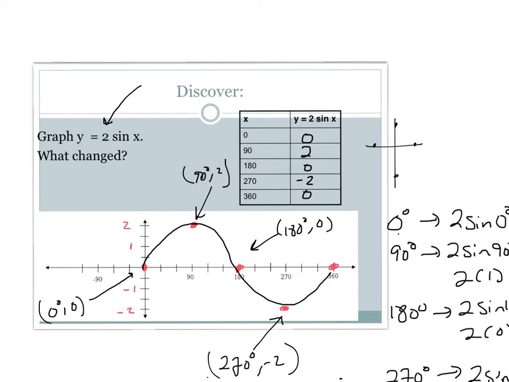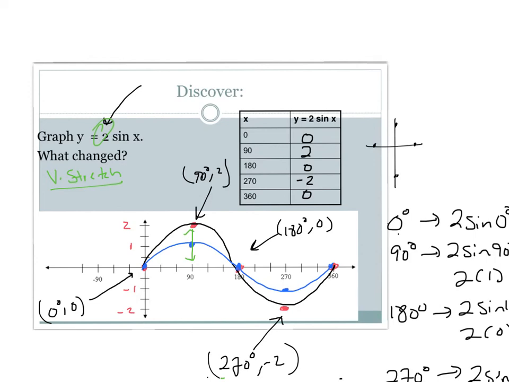Okay, we have this up and down smooth curve. And now what I'm going to do is put in here in blue, if that 2 wasn't there, this is what our graph would look like. So what happened to our graph? It looks as if we're taking this graph and stretching it further than the blue graph. And so what happened is we have a vertical stretch. Okay, so anytime we got a number in front, it's going to stretch vertically.